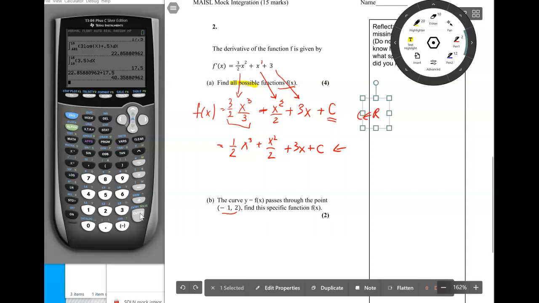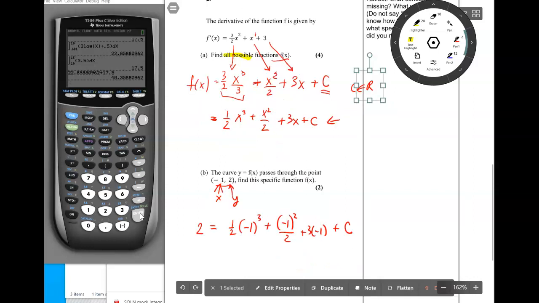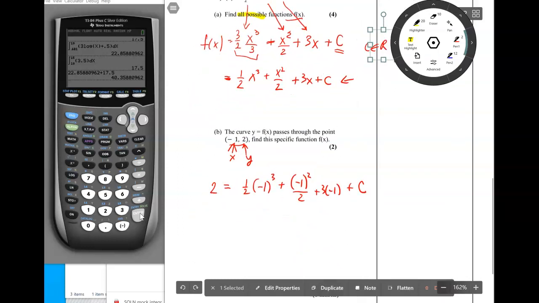So what we're going to do is say, okay, they're giving us an x value and a y value that goes with it. If I substitute those in here, and remember f of x is the same thing as y, on the left side I'm going to put 2, and on the right side I'm going to substitute in -1 whenever I see x. And I see it 3 times, don't I? And then I leave the capital C there. Now I'm going to solve for the capital C.